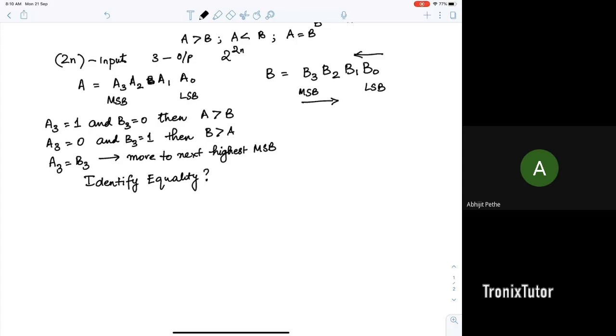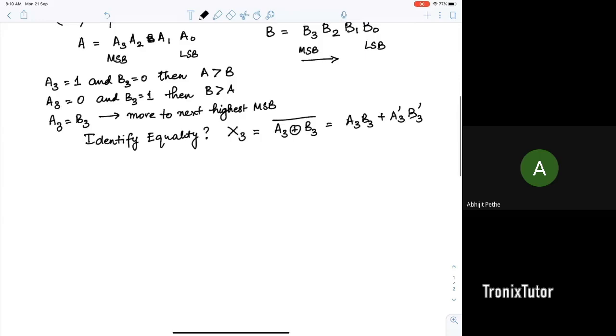So what is the equality condition? I want to define a function x3 which goes high when A3 is equal to B3. What is the Boolean expression for x3? XNOR, perfect, right? So it is A3 XNOR B3, or you can write this as minterms 0 and 3. So this is the equality condition. Now let's write the Boolean function for A greater than B.